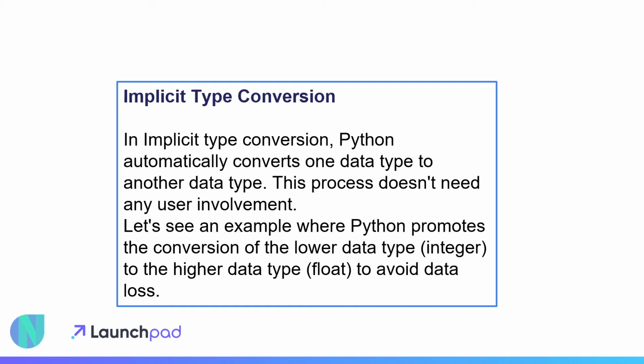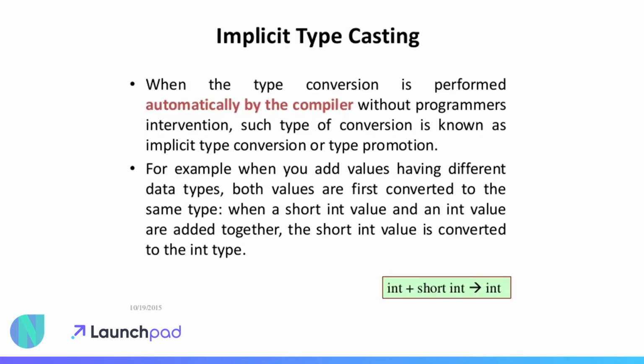Now, moving forward, what is implicit typecasting? When the type conversion is performed automatically by the compiler without the programmer's intervention, such type of conversion is known as implicit type conversion or type promotion.